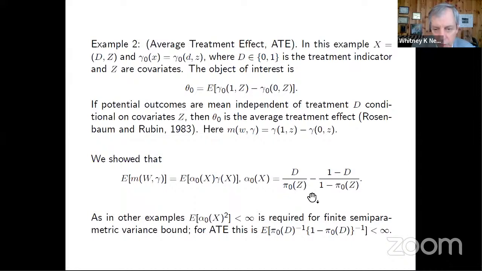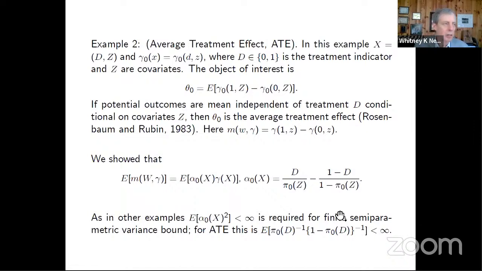Oh, I'm sorry, that should be P0. Apologize for that. This should be P0 to maintain the notation. Okay, it's the ratio of the treatment indicator to the propensity score minus 1 minus the treatment indicator over 1 minus the propensity score. That's our alpha naught. As in other examples, this having finite second moment is required for a finite semi-parametric variance bound. And that's the condition for the ATE to have a finite semi-parametric variance bound. This is the condition which corresponds to expectation of alpha naught squared less than infinity. It's just this less than infinity.